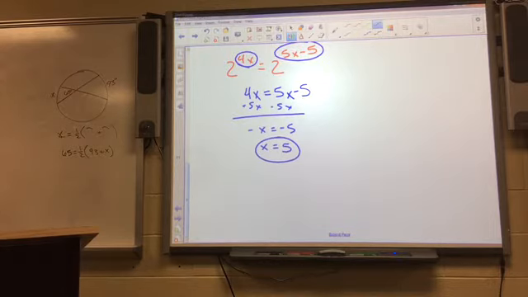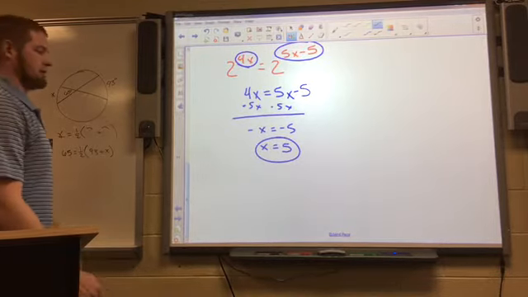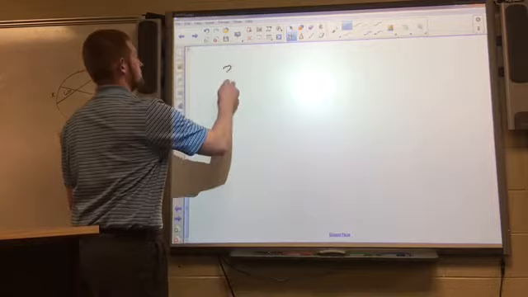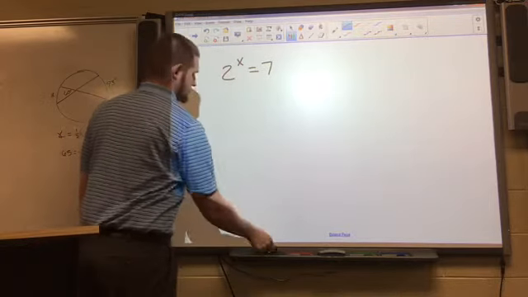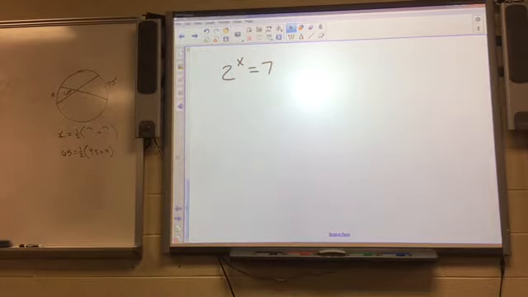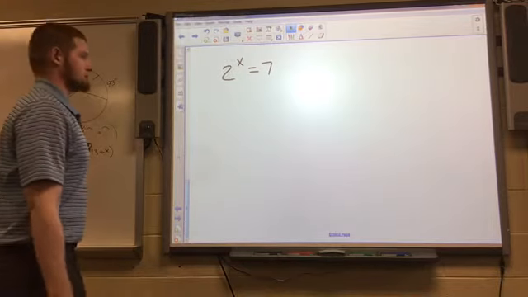Now, for example 2, things change a little bit. This is getting closer into the reason why we're doing logarithms. They give us 2 to the x equals 7. So right now they're asking us, 2 to what power equals 7? Any idea? No, I have no idea. Obviously it's going to be some decimal, probably between 2 and 3, because 2 squared is 4 and 2 cubed is 8. So it's going to be a decimal probably closer to 3, but I don't know what it is.